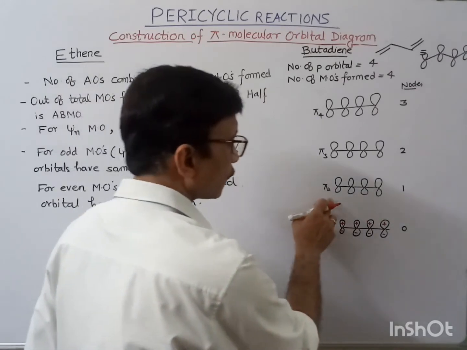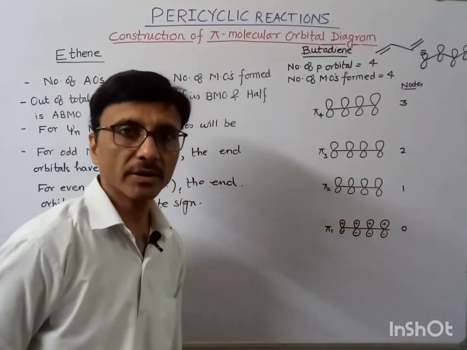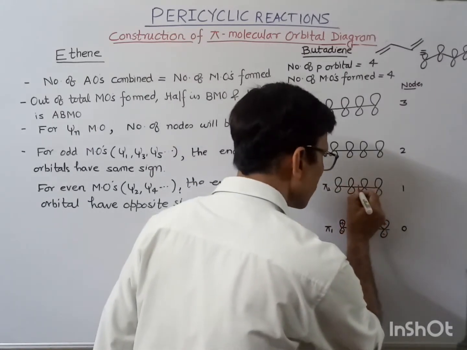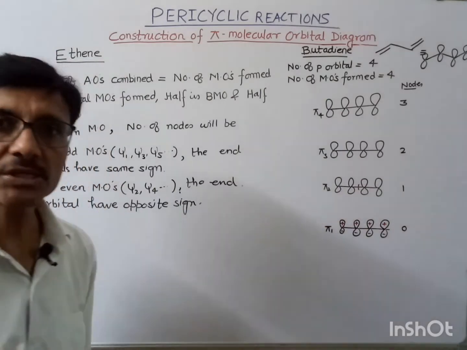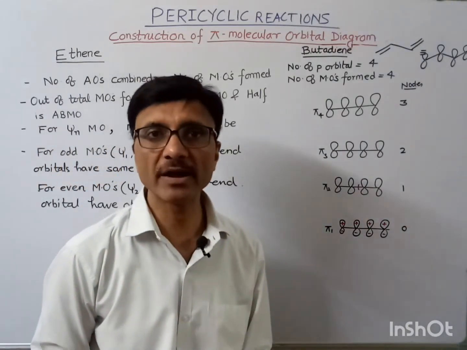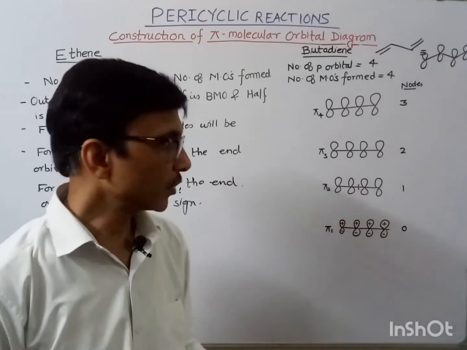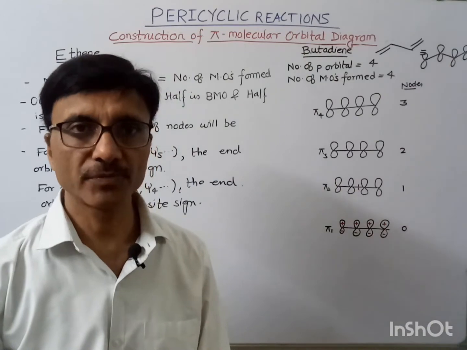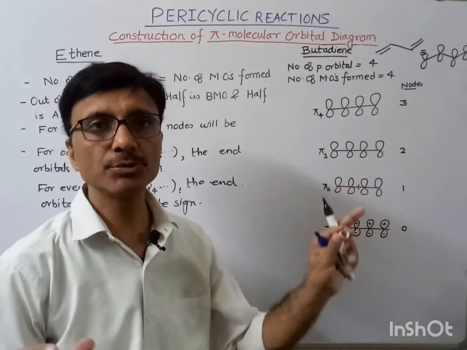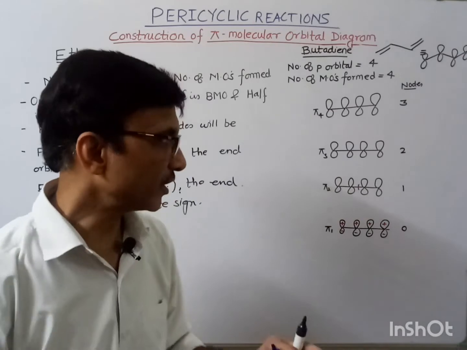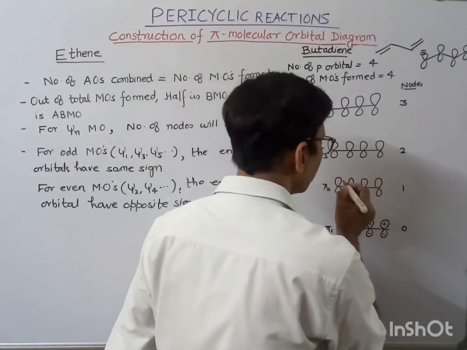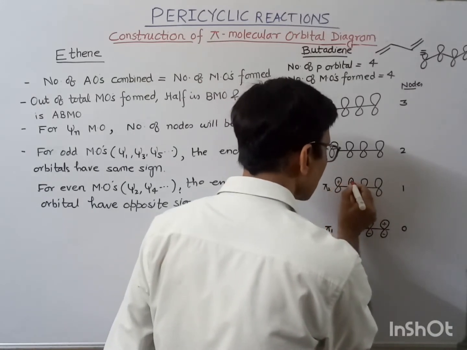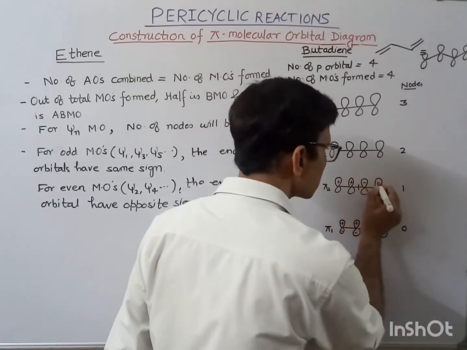Okay. Now for this, the number of nodes is 1. So the first node should always pass through the center. If we have one node, it should pass through the center. Nodes should be such that the distribution is symmetric. If you are giving the nodes over here, then the distribution of nodes should be symmetric. Now, what sign should we give? Half plus and half minus.